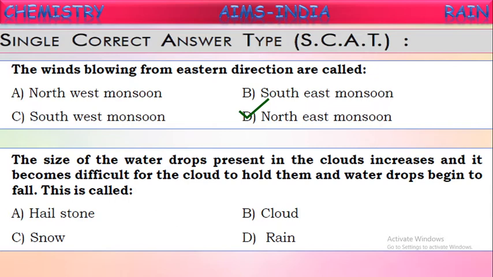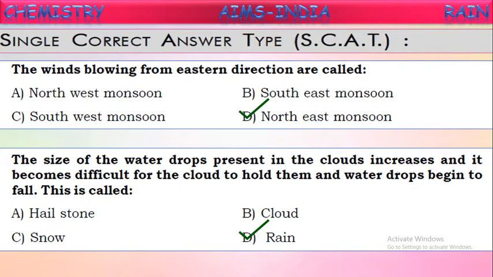Next one. The size of the water drops present in the clouds increases and it becomes difficult for the cloud to hold them, and the water drops begin to fall. What is this process called? What is happening here? The water droplets present in the clouds increase in size and it becomes difficult for the cloud to hold them, so these drops start coming down. What is this process called? Yes, how are these water droplets coming down? This process is called raining. Yes, raining is caused by this.